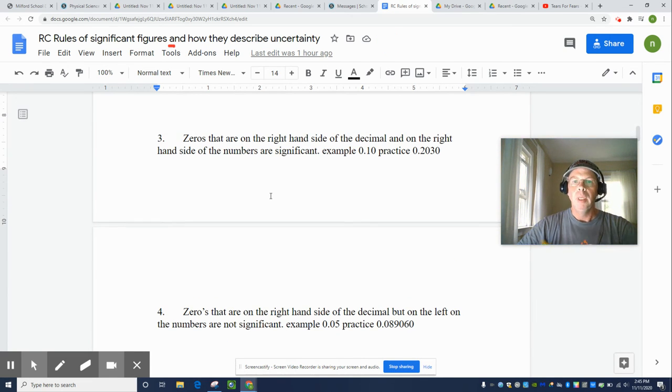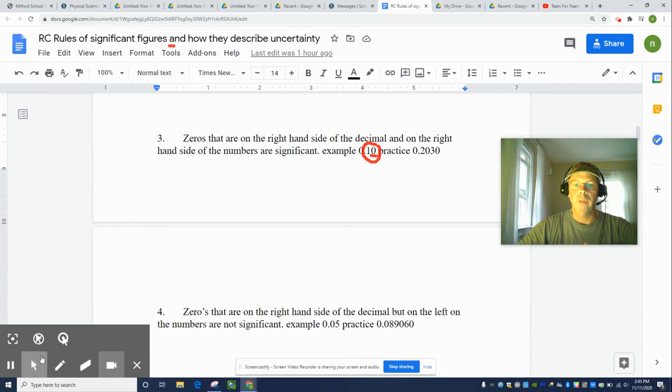Whoops, sorry. Zeros that are on the right-hand side of the decimal and on the right-hand side of the number are significant. So this 0 right there, that is significant. So we have 2 significant figures right here. The range of uncertainty is hundredths. This could be 0.11 or 0.09. This fluctuates in the hundredths position.